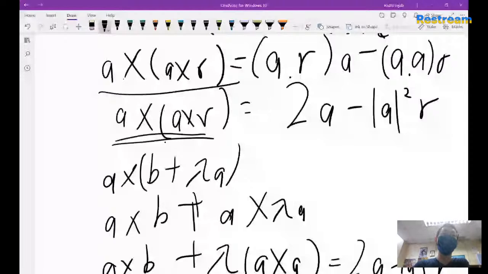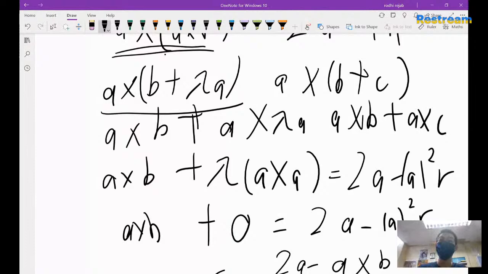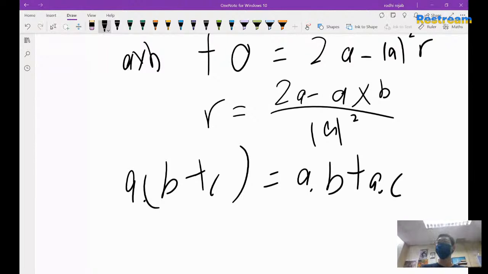This is a property. So A cross B plus C, you get A cross B plus A cross C. This is what we can obtain from this question, that this property exists. And another property is A dot B plus C, it goes to A dot B plus A dot C. Okay, that's all. Thank you, Joshua.